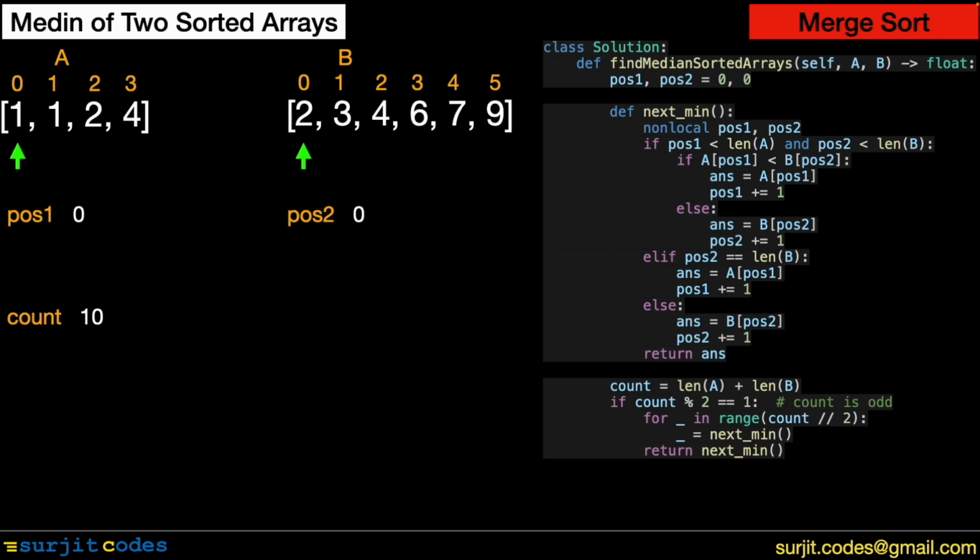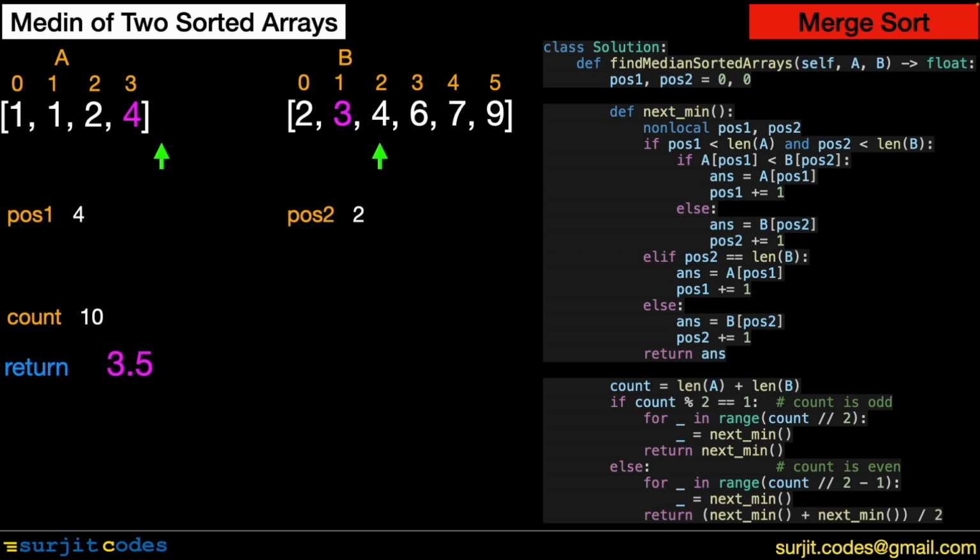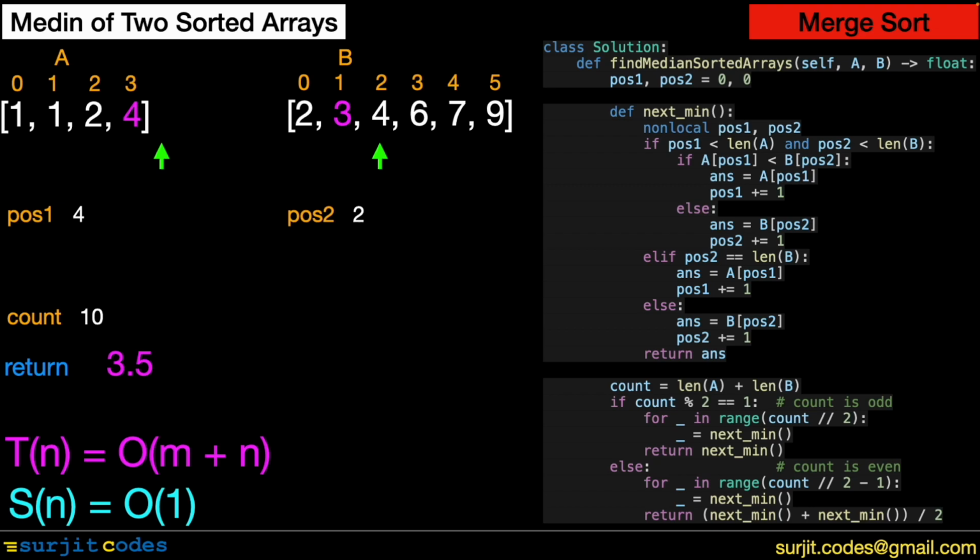Now consider an example in which count is an even number. We skip one less than half of the count, which in this example is 4, and then find average of two next minimum numbers, and 3.5 becomes the required median. If m and n are the sizes of the two lists, time complexity is of the order of m plus n, and the space complexity is constant.